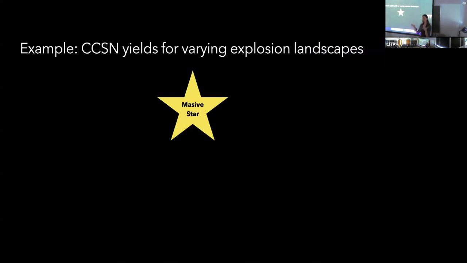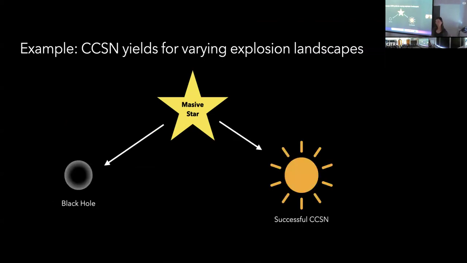So core collapse supernovae, as we know, come from dying massive stars. At the end of every massive star's lifetime, it's given a choice. It can form a black hole, or it can explode as a core collapse supernova. This is a little bit of a, making something a binary that's not really a binary, but it's good for this purpose.